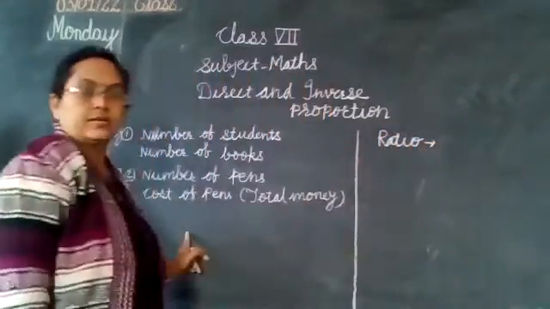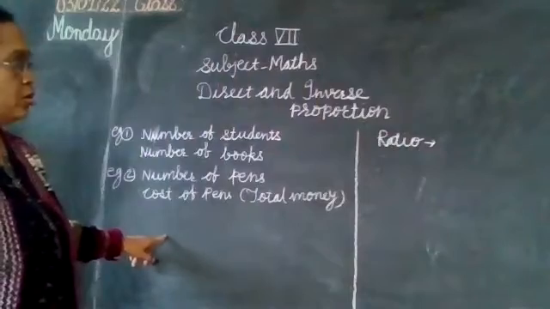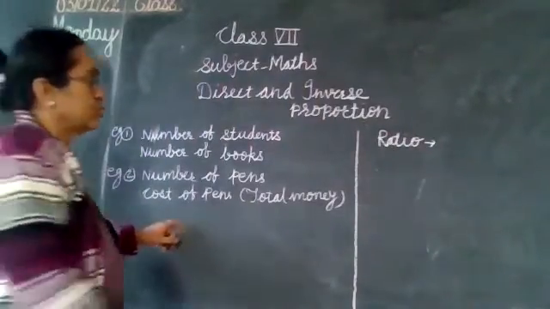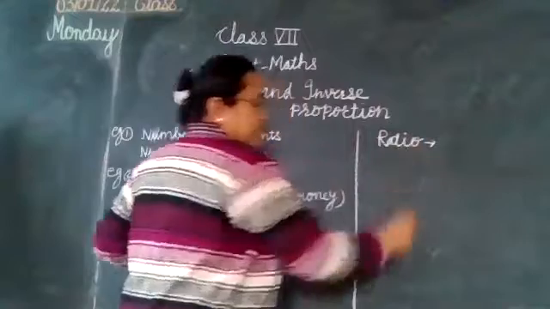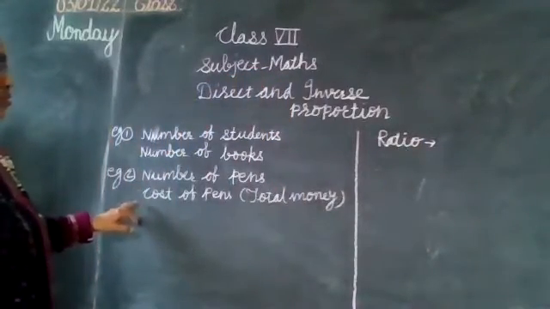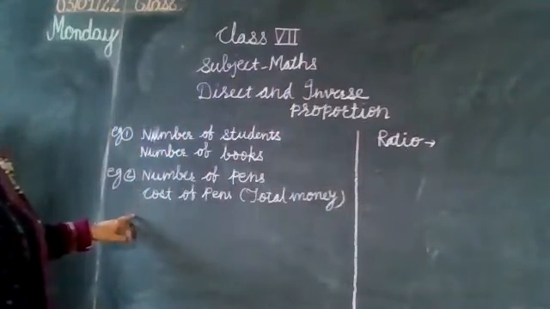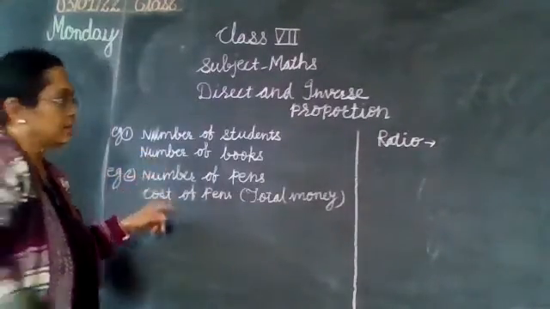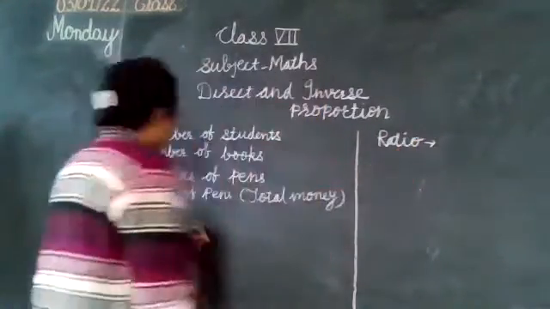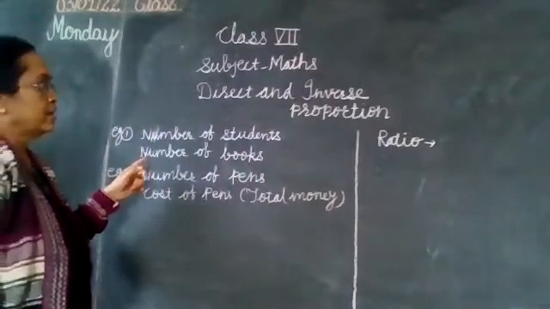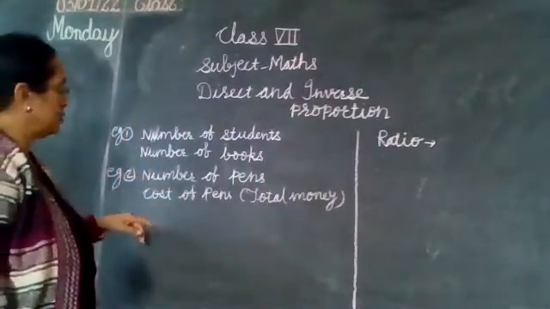Ratio means it is comparison between the two quantities. So in that case, you have seen fractions like that. We have to divide one number by the second number. If we divide, that is called a ratio. Now how the quantities are changing, that is called direct or inverse proportion.